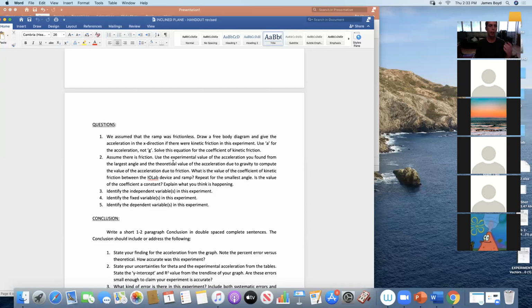Dependent variables, easiest to remember, the dependent variables are the ones that we measure. So we measured V final and we measured T, okay? But then this part. So we're assuming that this thing was frictionless. And I ask you, in one, I want a free body diagram if there were friction. And I want you to use A and solve for G.